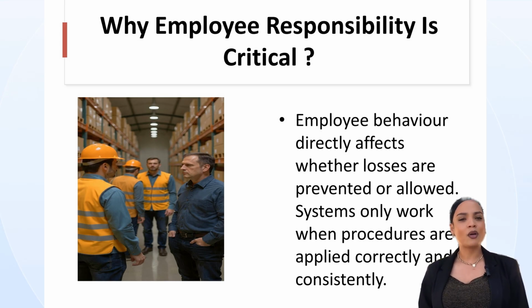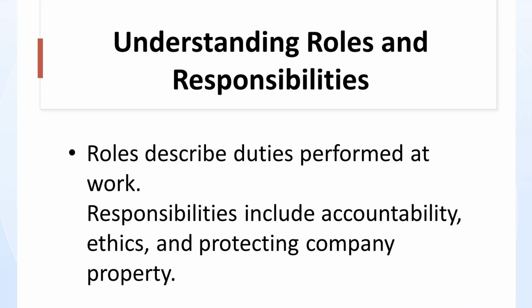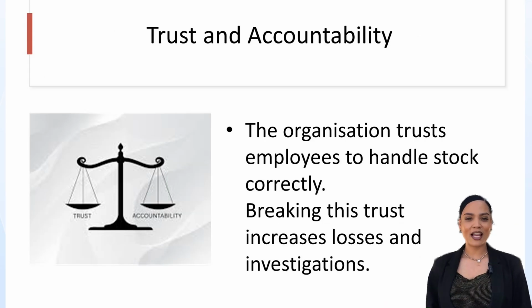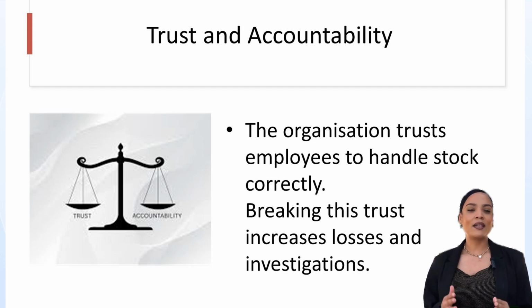Now I am going to explain what roles and responsibilities mean in practical workplace terms. A role refers to the duties I am expected to perform as part of my job. Responsibilities go further than duties. Responsibilities include accountability, ethical behavior, and the obligation to protect the organization's property and interests. In receiving and dispatch, responsibilities are linked to trust. The organization trusts me to handle stock correctly, to record information accurately, and to follow procedures consistently. If this trust is broken, losses increase and investigations become necessary.